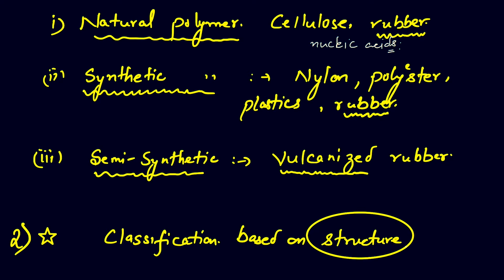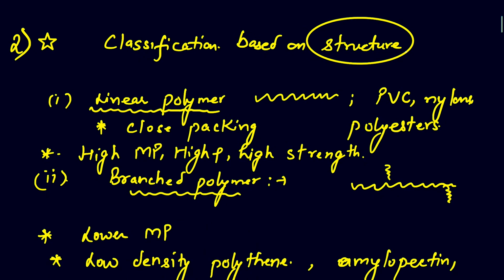So next is the semi-synthetic polymer, or we can say modified polymers. These are basically obtained by the modification of naturally occurring polymers. Examples: we have vulcanized rubber, in which we basically heat the natural rubber in the presence of sulfur. Another example can be rayon, which is basically obtained by modification or acetylation of cellulose.